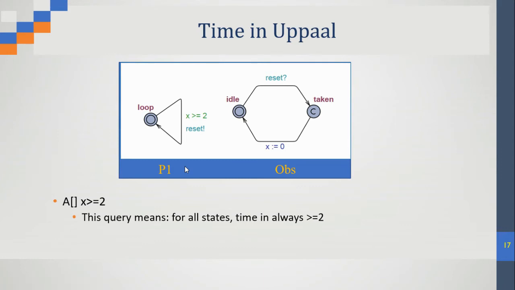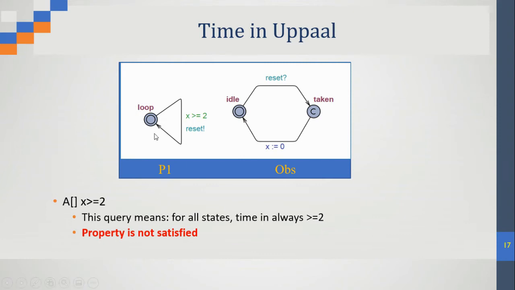If we ask about the time in general, in the whole system, here we do not specify any location. We just say in all paths, in all states, x is greater than or equal to 2. Is it correct or not? So let's see. It's not. Why not? Actually, I already explained why.